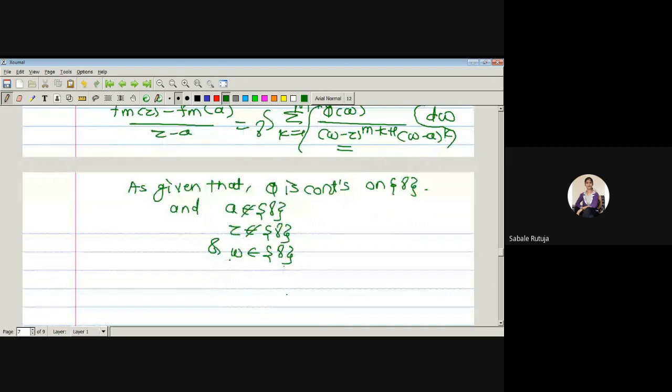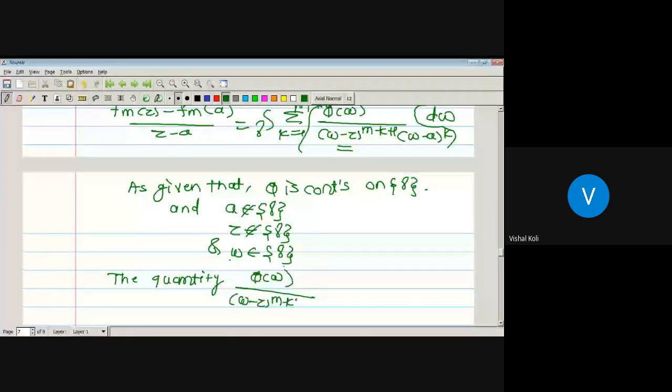No, sir. It means it will be well defined. So the quantity phi of w divided by (w minus z) to the power (m minus k plus 1) into (w minus a) to the power k is well defined.